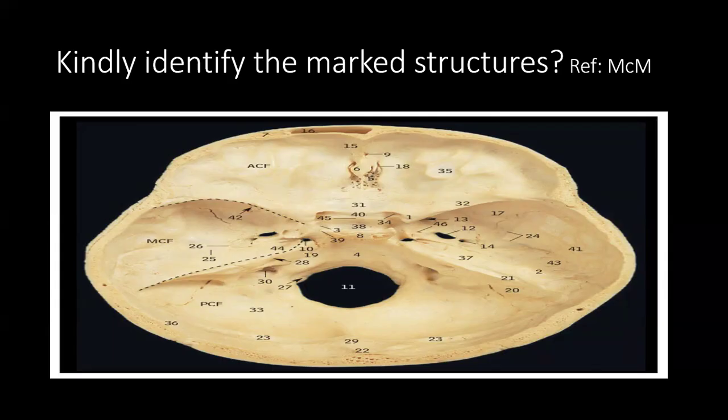Would you be able to identify the fossas, or tell me the boundaries of the posterior cranial fossa? Posterior cranial fossa, anteriorly, dorsum sellae, and no, posterior. This is the posterior cranial fossa, so have a look. And posteriorly, petrous part of the temporal bone. Yes, and what is number 4?